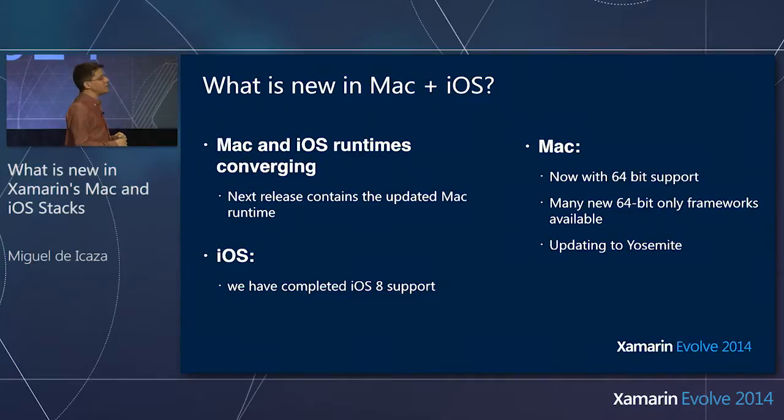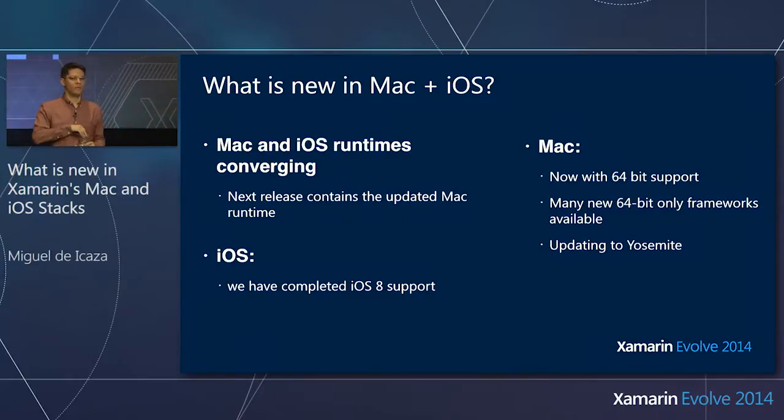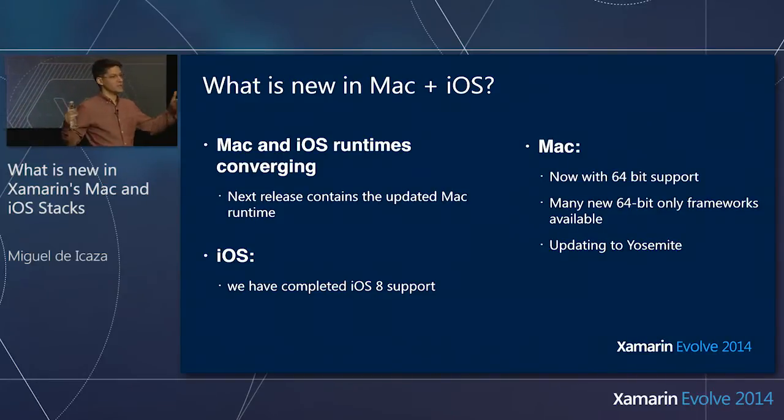So we are actually converging these two runtimes, and it's taking us a very long time to get there, and I'll get into some of the details during the talk. But we're basically converging the two runtimes, and they're going to share all of the same infrastructure, except for the APIs that don't exist on the other platform. As you know, we've completed our iOS 8 support, and we ship on the same date. Mac takes a little bit longer. One of the reasons is that the Mac just has a much larger API surface, partly because they have had a bigger history than iOS.